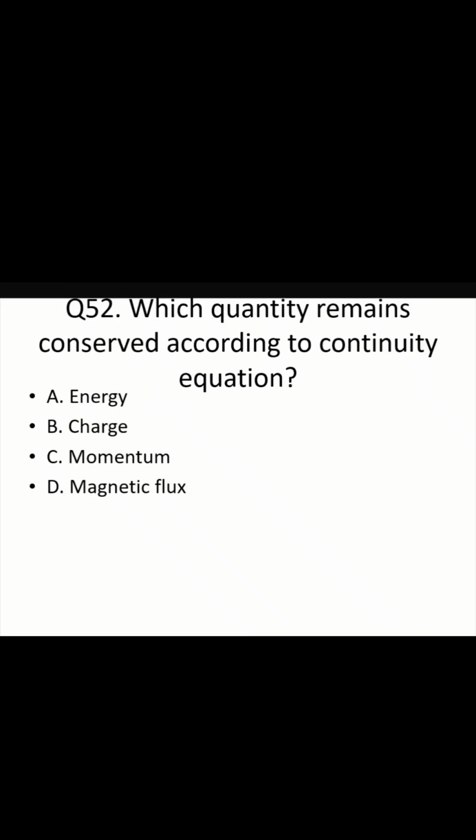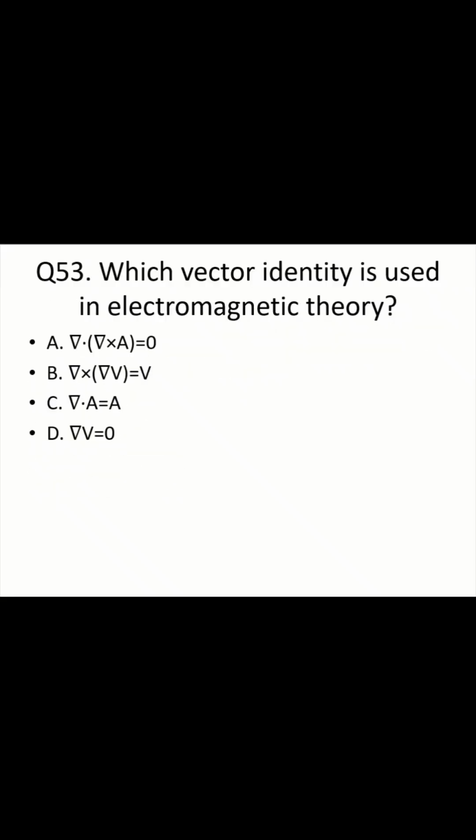Coming to question number 52, which quantity remains conserved according to continuity equation? Energy, charge, momentum, or magnetic flux? So the correct option is option number B, that is charge. Which vector identity is used in electromagnetic theory? So the correct option of the given question is option number A, that is divergence of curl of vector A is equal to 0.